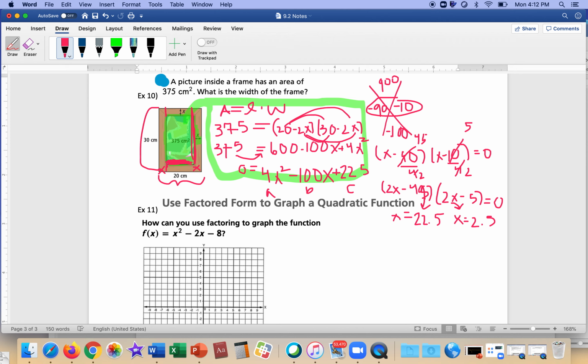Now, if we're talking about what's the width of the frame, you're talking about what x itself is. We know that it can't be 22.5, because if this side is 20 and it has a little x and a little x, it doesn't make sense that the x could be 22.5 if the entire length, including x, is 20. So it has to be the 2.5, and then we'll throw our units in there, centimeters. So that one you kind of have to make sense of it.